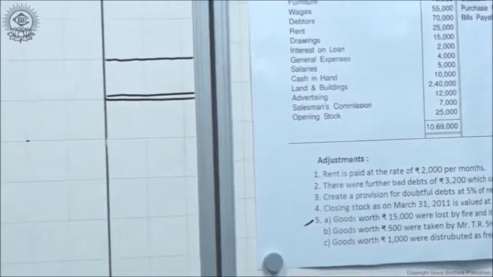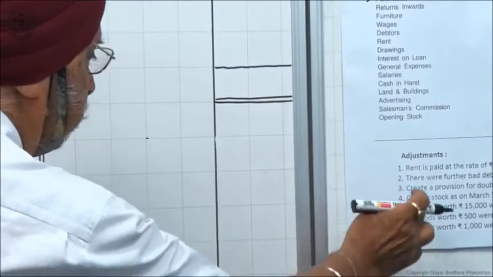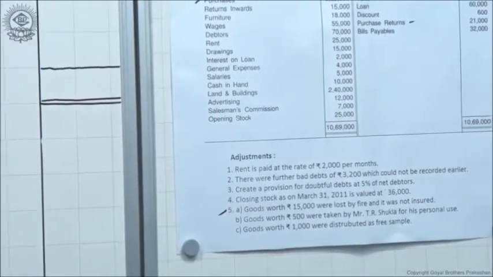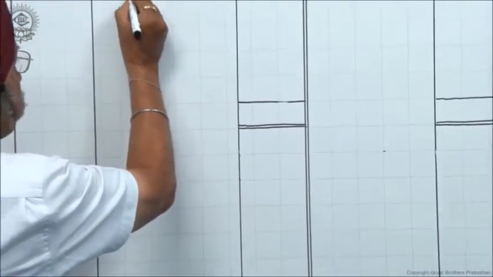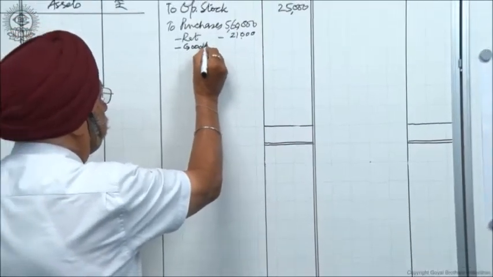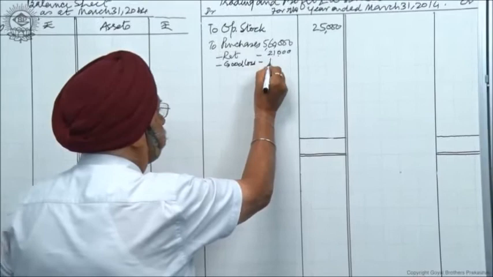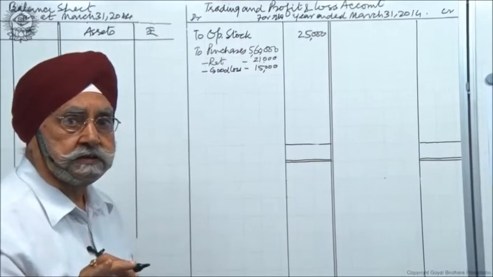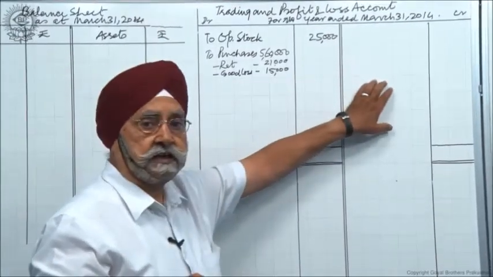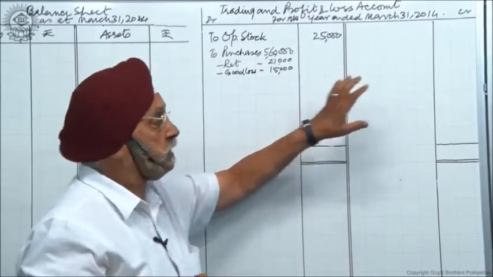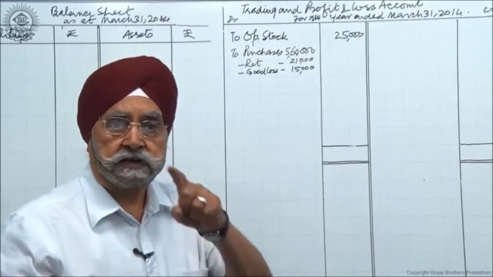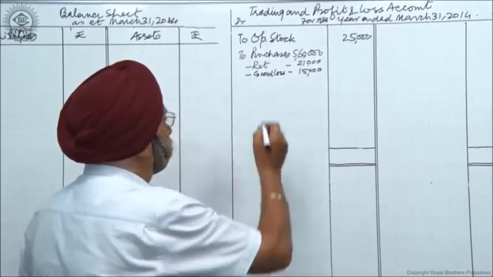So there are 3 adjustments. First is goods worth 15,000 were lost by fire. So this loss will be deducted out of the goods. So I will say minus goods lost, 15,000. 15,000 का माल हमारा इसमें से जल गया. हम इसको यहाँ भी लिख सकते हैं, लेकिन बेटर ये है कि इसको परचेज में से लेस करो, because goods lost by fire is at cost.